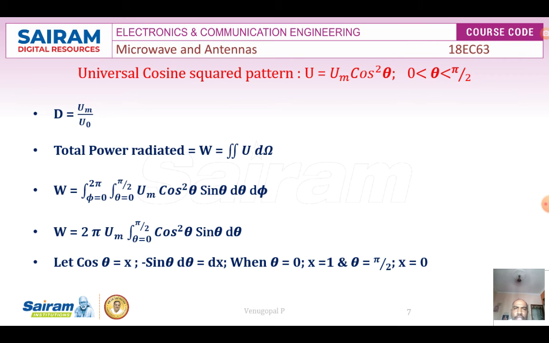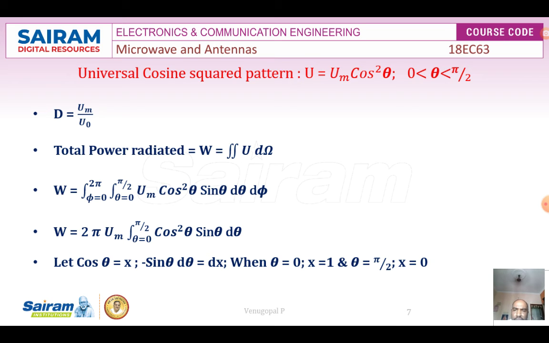And the next problem is the unidirectional cosine squared pattern, that is U is equal to Um into cos square theta. So unidirectional means theta lies between 0 and pi by 2. The method is the same, only the difference is the limits of integration for theta are changed. Substitute and first find the total power radiated. So if you find the total power radiated, you will get W is equal to 2 pi Um into the integration of theta from 0 to pi by 2 of cos square theta into sin theta d theta.